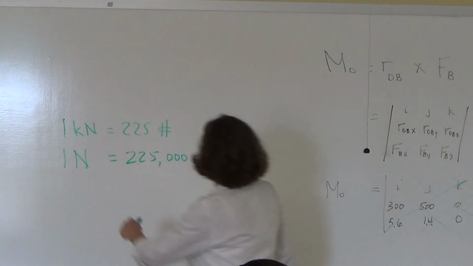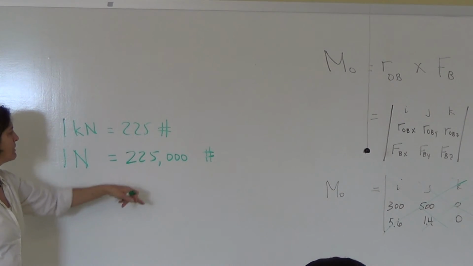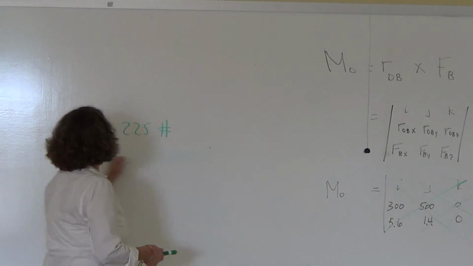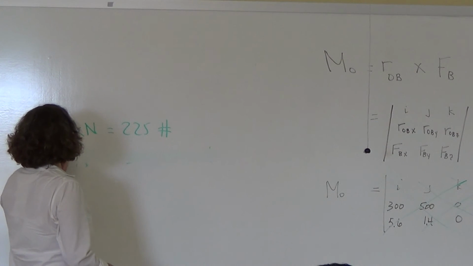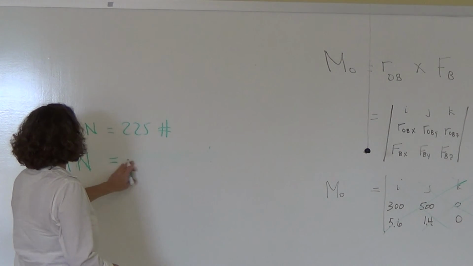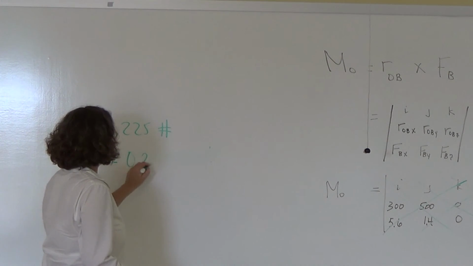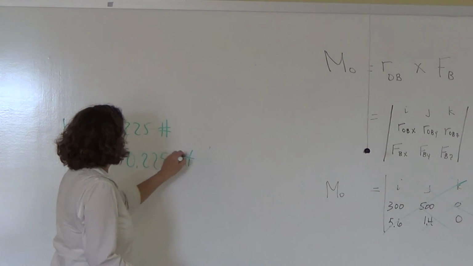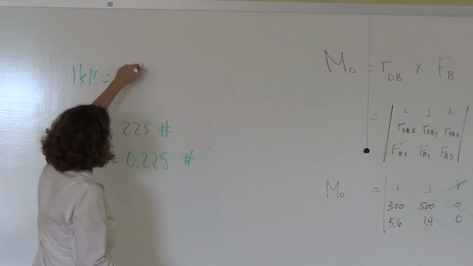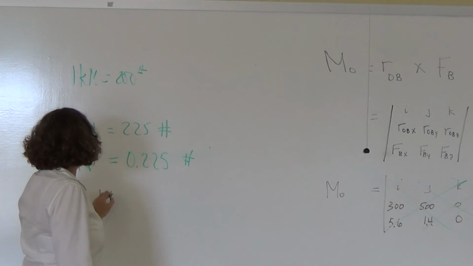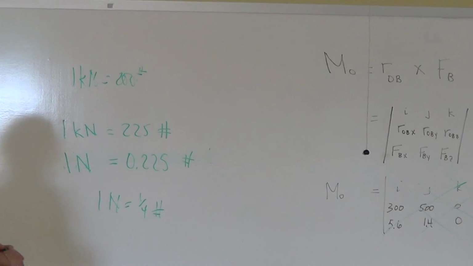Didn't I do this right? If 1 kilonewton is 200 pounds, then 1 newton's 225,000, so forget this. Oh, no, divide by 1,000. I was wrong. Other way, right? You gotta divide by 1,000. Oh, yeah, right. That makes sense. They're really small. Okay, so 1 kilonewton, let's just say is 200 pounds, just for me to remember a number. And 1 newton is 1/4 of a pound, right?